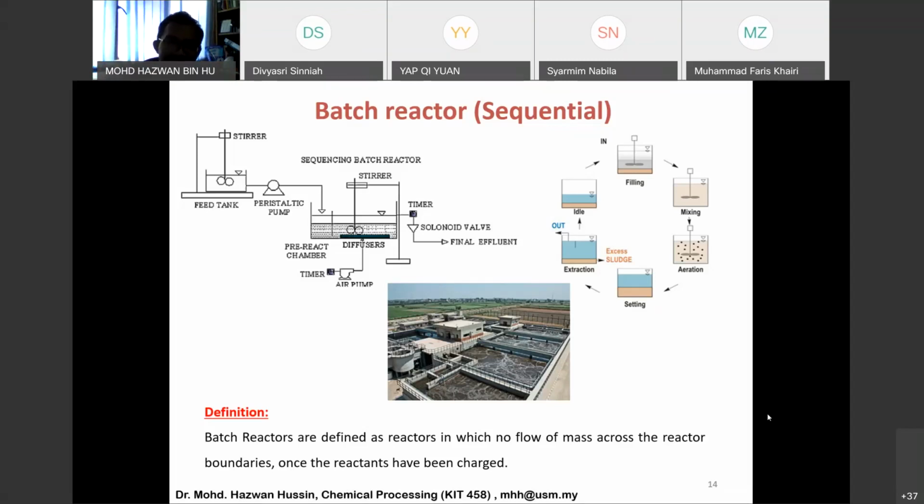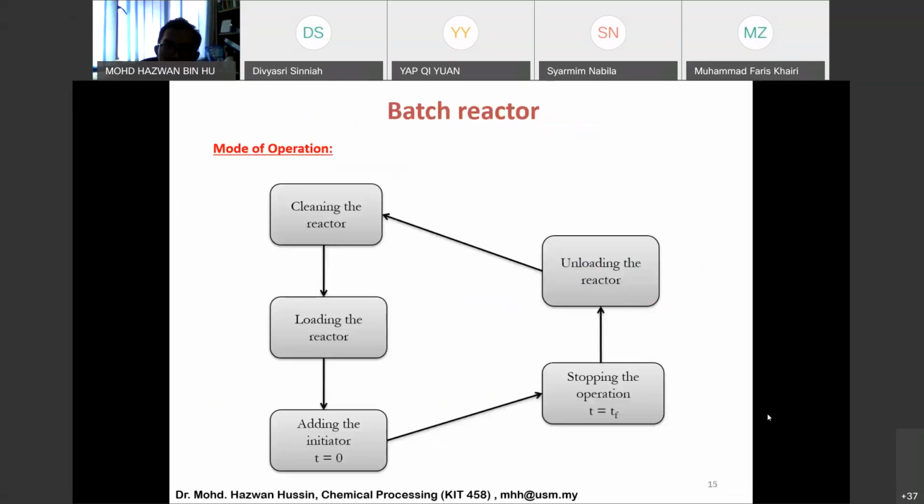All right. So the batch reactor is defined as a reactor in which there is no flow of mass across the reactor boundaries once the reactants have been charged. It means that once you have charged the reactants, there is no way that the reactants will flow in at the same time. So, no flow of mass.